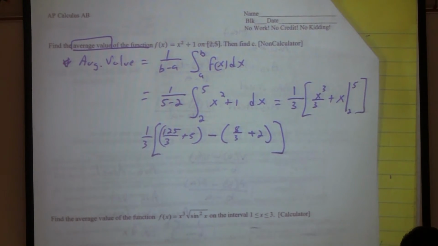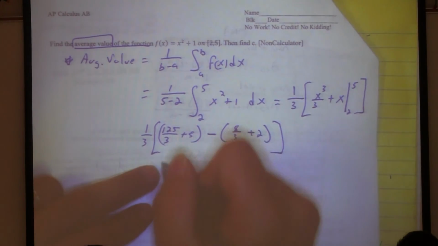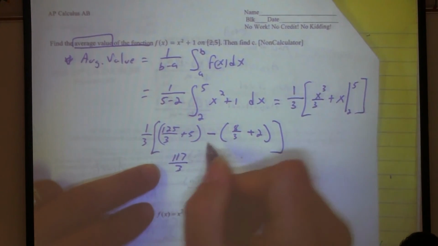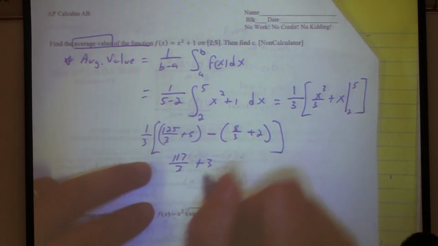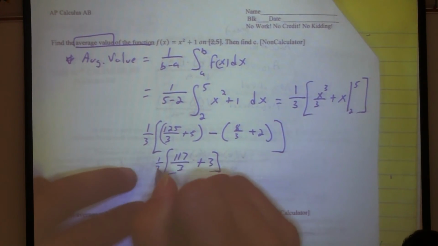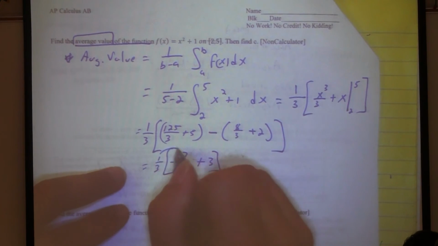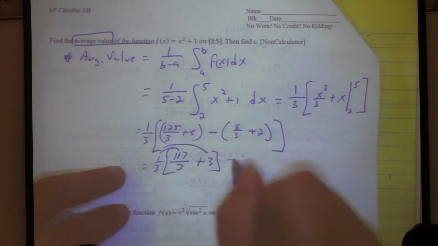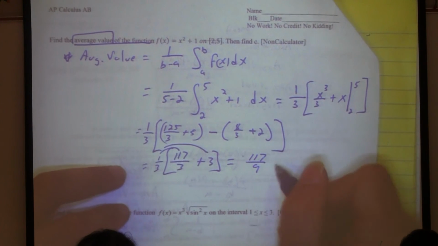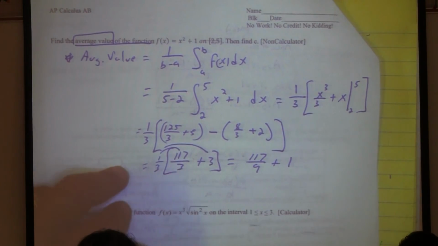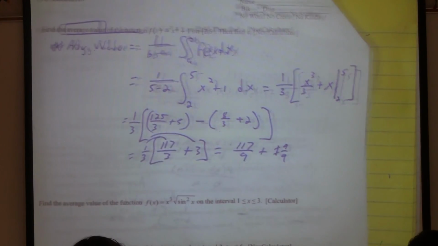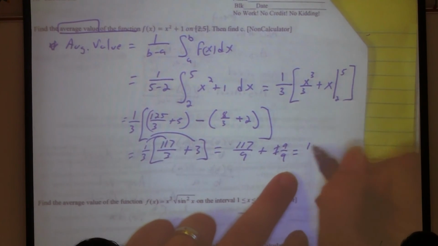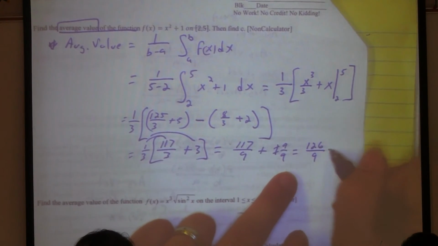Alright. So let's subtract the fractions because they're both divided by 3. So 125 minus 8, 117 over 3. Subtract the other numbers. 5 minus 2, plus 3. And then we have all of that times 1/3. So I'm going to multiply by 1/3 so I can get this 3 to be a 1. That gives me 117 over 9 plus 1, which we know 1 is the same thing as 9 over 9. 9 plus 117, 126. 126 over 9. And what does that equal?